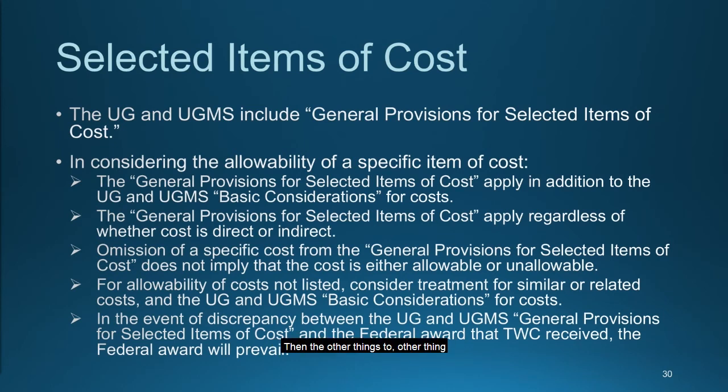Then the other thing to keep in mind is that the costs covered in the Uniform Guidance and UGMs are, like I said, not a comprehensive list. So there can be other costs that occur. Just because a cost is not listed doesn't mean that it is either allowable or unallowable. Then you have to think about, is there a cost in there that they've addressed that's very similar to the kind of cost that I'm incurring? How is that treated? What's the relationship between those two? How similar are they?